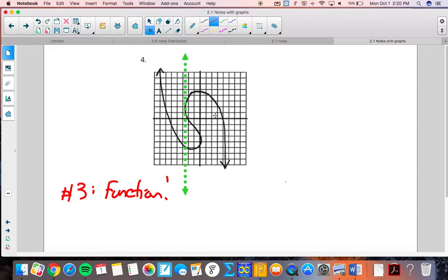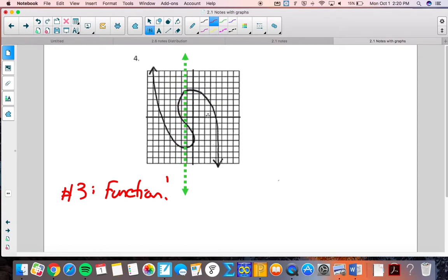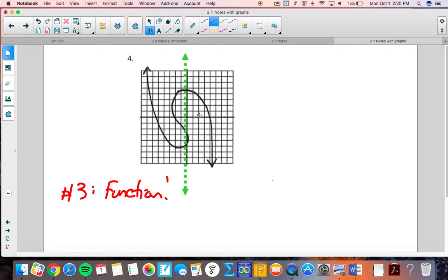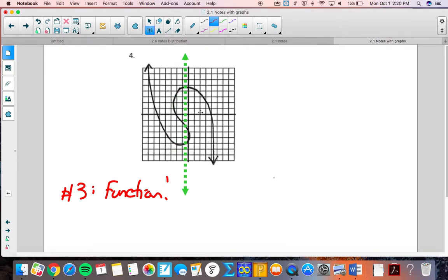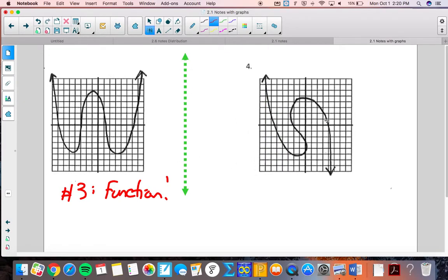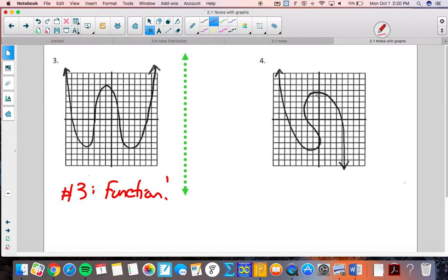Now maybe you didn't draw your vertical line there, maybe you did it right there. It also fails there, and at several places through here. It just needs to fail once, like right there, or right there, or right there. When it fails once, it is not a function. And so I guess I would circle kind of this region. That's where our issues are, where we have more than one output for an input, and we say not a function.